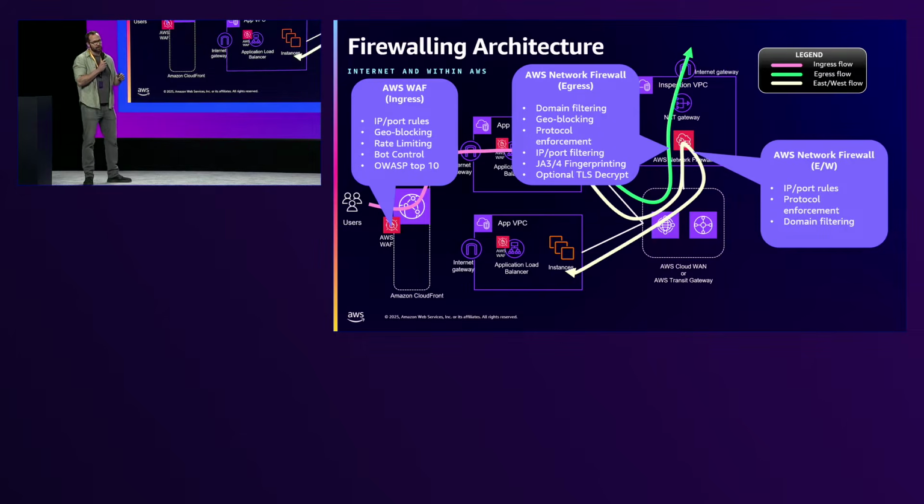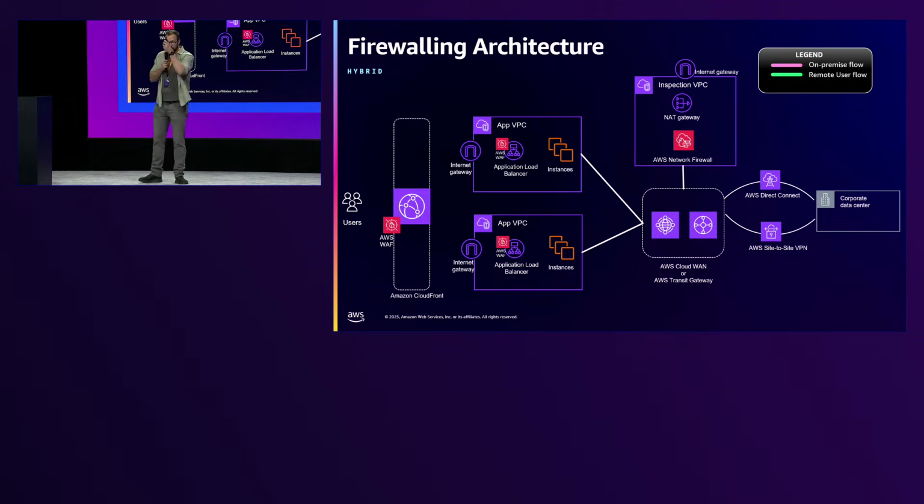For the east-west use case, so VPC to VPC, what firewalls typically do is a lot of IP port-based rules. So your VPC would be a security boundary, and then you would set that up inside of the firewall. Maybe the central security team is controlling access between different VPCs, and subnets in those VPCs. There will also be some protocol enforcement as well as domain filtering, so validating the domains you're connecting to.